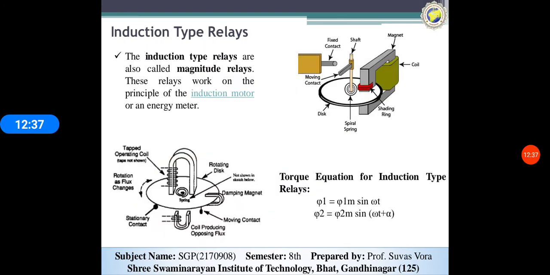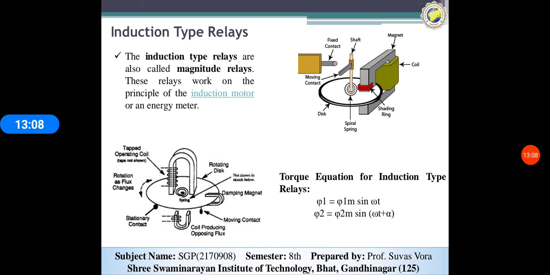The induction type relay is applicable for high rating current. We know that in our houses, domestic systems and industrial systems, the meter rating will be for three phase systems as well as single phase systems. This is a high rating system, and at that time this relay will be used.